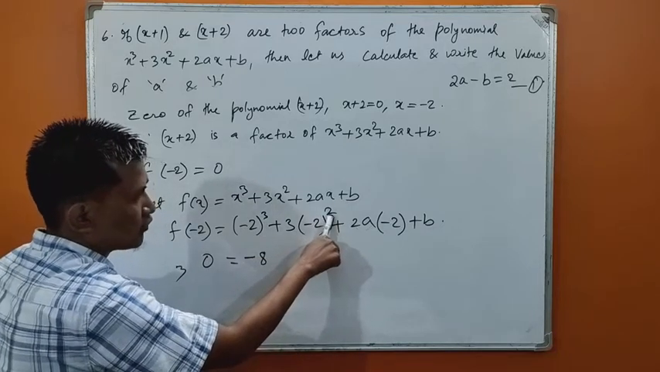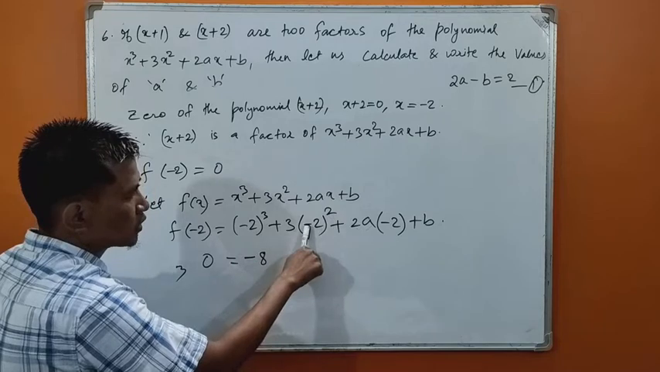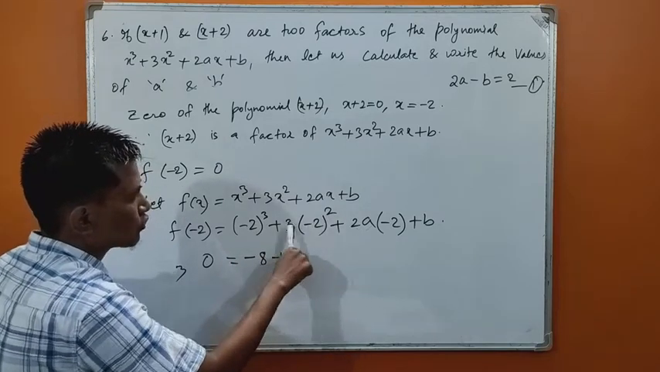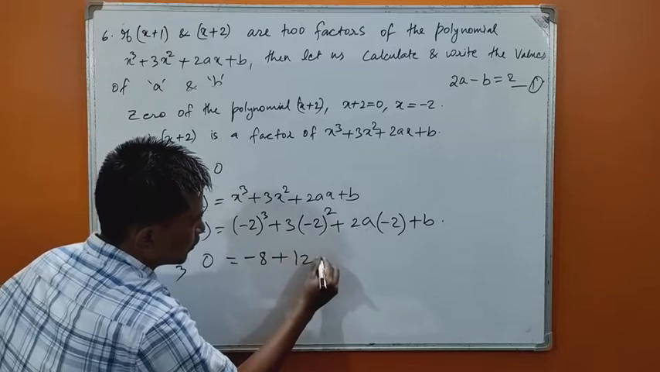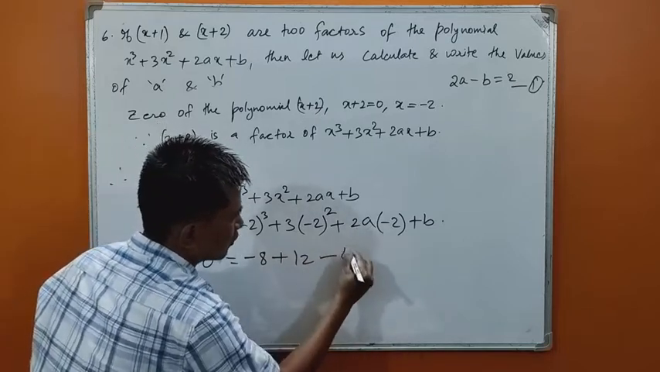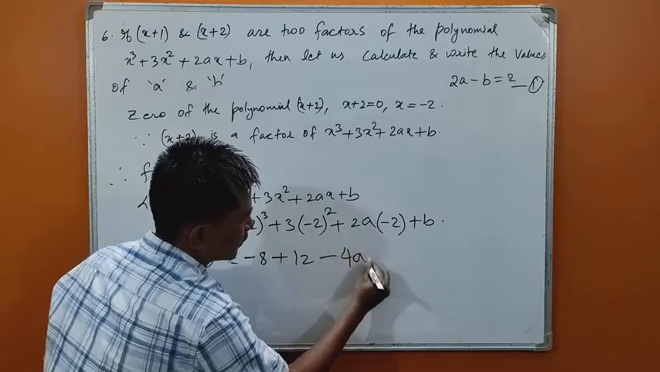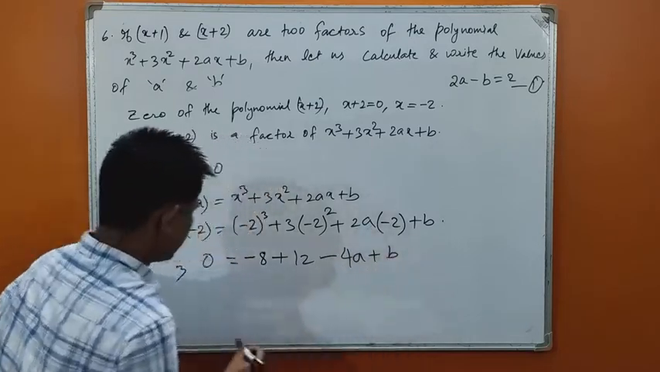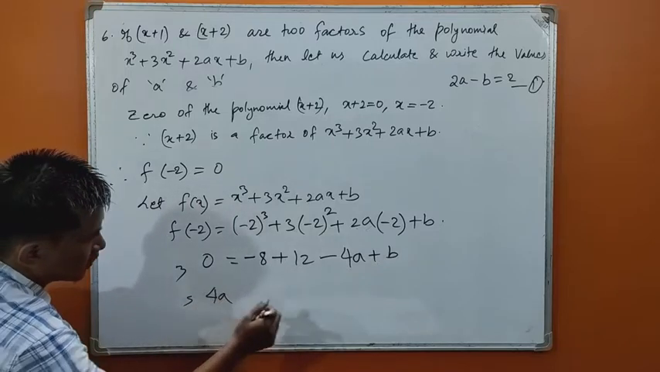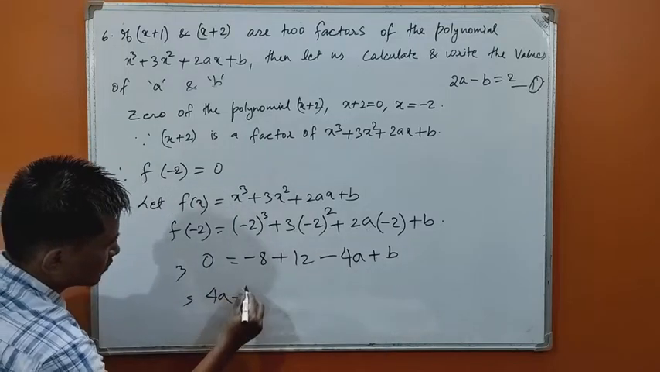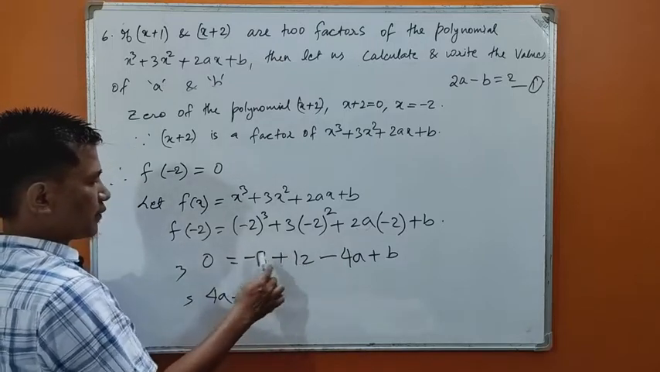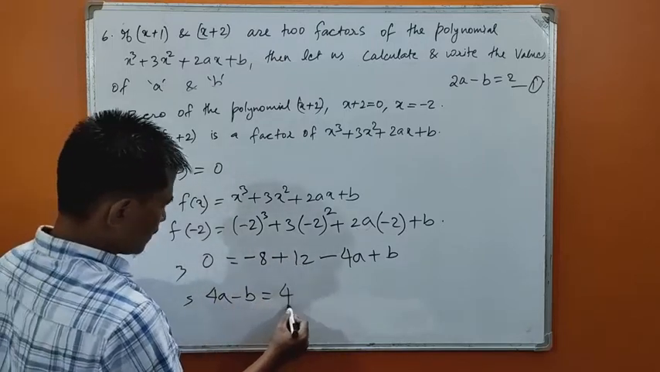Square is an even number, so this minus changes to plus. Plus into plus is plus. 2 squared is 4, 4 3s are 12. Plus into minus is minus. 2 into 2 is 4a, isn't it? Plus b. Now let us bring this minus 4a to the left hand side, it becomes plus 4a, and plus b becomes minus b, equals to, we have plus 12 and minus 8, 12 minus 8 is 4, isn't it?